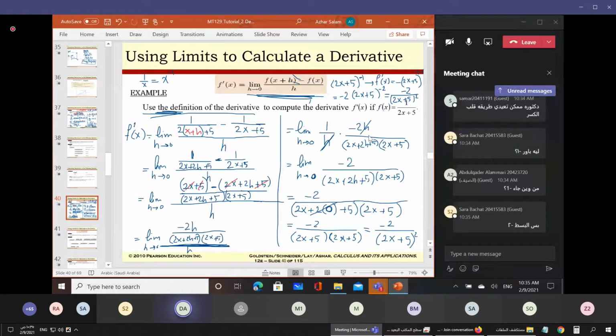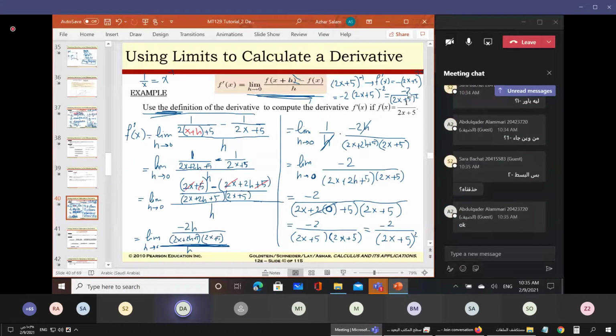Okay. The numerator here, minus 2, is a coefficient.